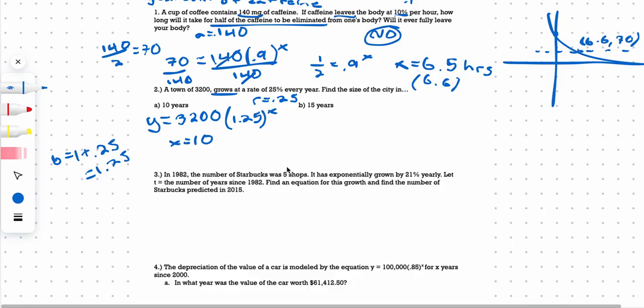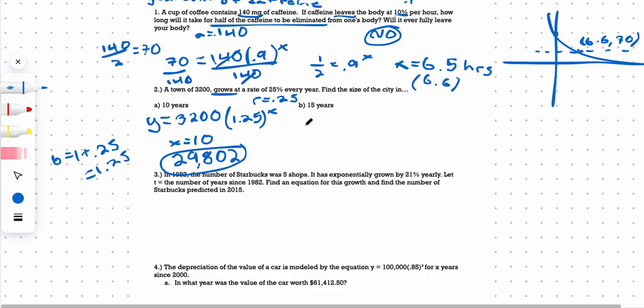I like doing 1.25 to the 10th power first, and I get 9.31-ish, and then I multiply by 3,200, and I get something around 29,802. I'm just going to round to the nearest number in this case.